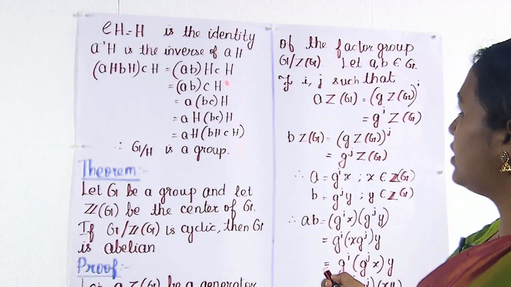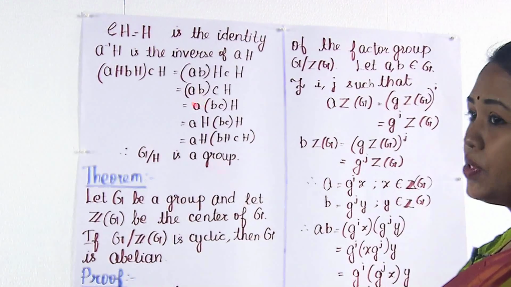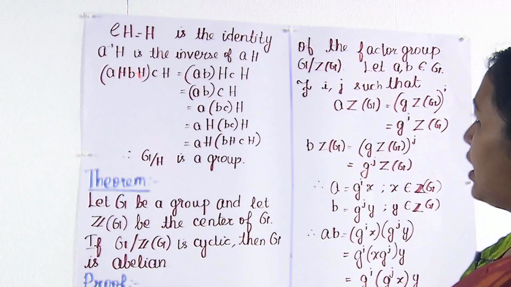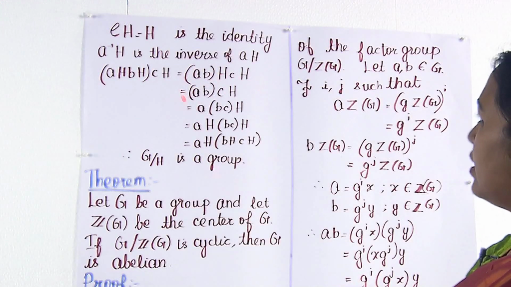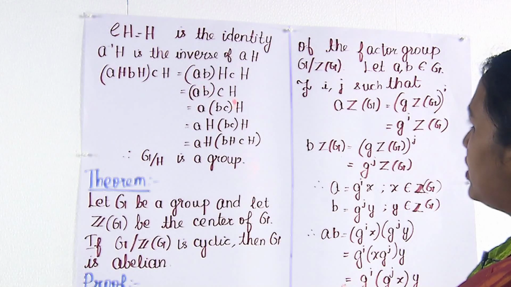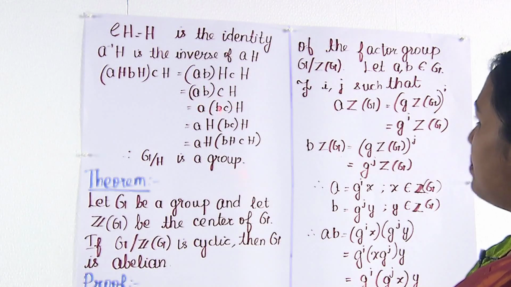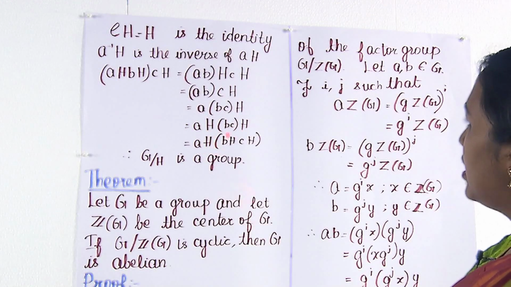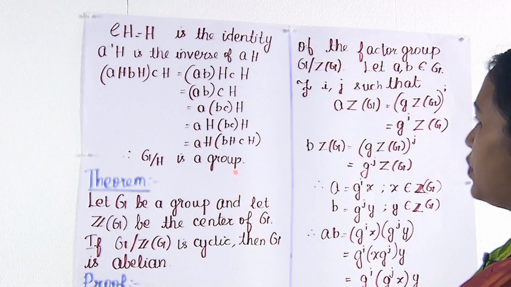Now we shall prove the associative property. AH times BH times CH is equal to AB times H times CH, that is equal to AB times CH, and that is equal to A times BC times H, that is equal to AH times BC times H, that is equal to AH times BH CH. So, we have proved that the associative property exists. Clearly, G bar H is a group, we have proved so.